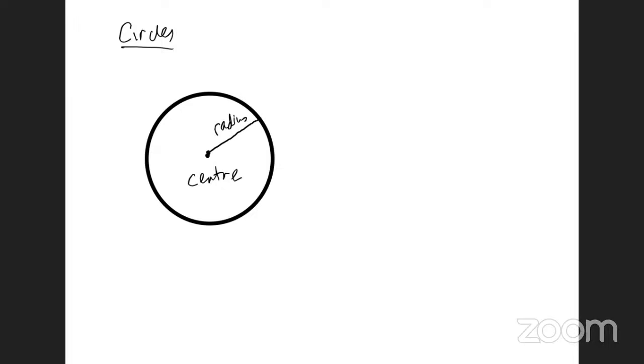And you see that the entire shape of the circle, that is called the circumference, right? So anywhere from the center to the circumference is always the same length, and that length we call the radius, right? Two radii make a diameter, right?